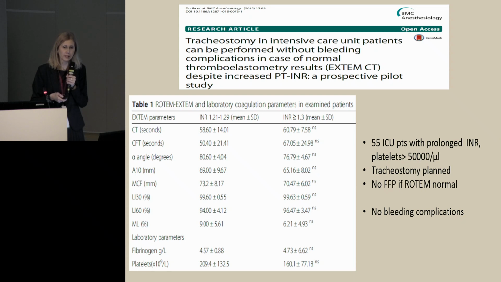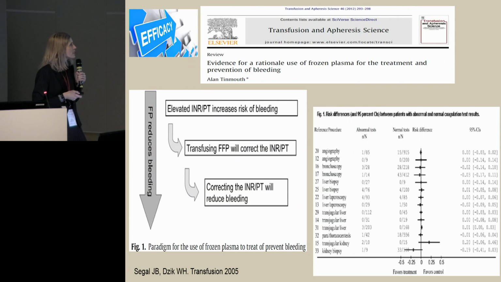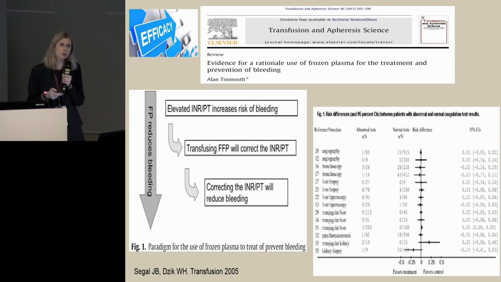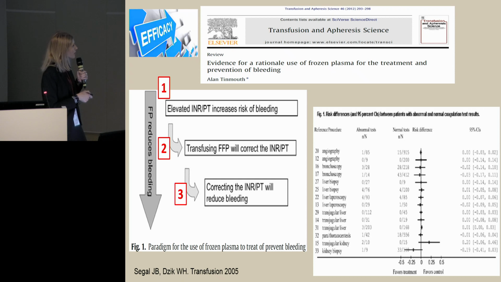not predictive of bleeding. However, these patients in ICU, we see very often that they do receive FFP in order to correct their prolongation of standard coagulation tests. And in order to believe in this paradigm of prophylactic plasma transfusion in ICU patients, you have to believe in 3 sentences. You have to believe that elevated PT increases risk of bleeding, then that if you transfuse FFP, you correct the PT, and if you corrected it, then the patients will not bleed anymore. So if you have all 3 sentences fulfilled, then you have an excuse to give FFP to correct coagulopathy.